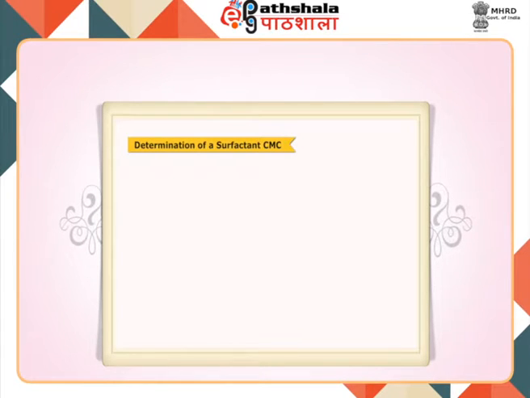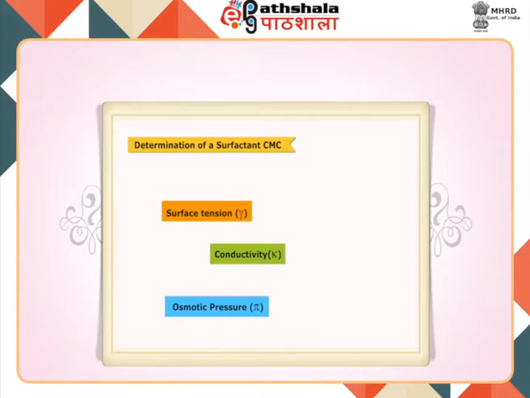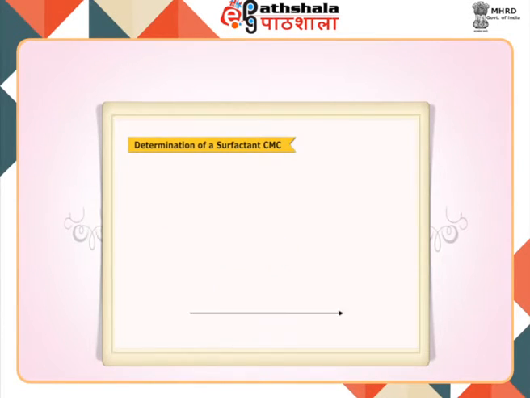Now, we will understand the determination of a surfactant CMC by using physical properties. The CMC for a surfactant can be determined by measuring physical properties such as surface tension, conductivity, K, that is ionic surfactants, osmotic pressure, pi, detergency, etcetera. When these properties are plotted as a function of surfactant concentration, a sharp break can be observed in the curves obtained, signaling the formation of micelles at that point.